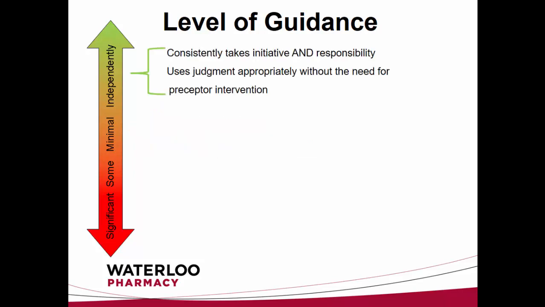A student who consistently takes initiative and responsibility and uses judgment appropriately without the need for preceptor intervention would be described as independently on the guidance scale. This would be a column E rating on the assessment tool. Please note that demonstration of an independent thought process does not equate to unsupervised practice.